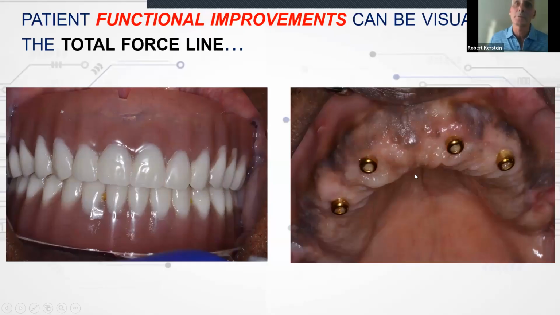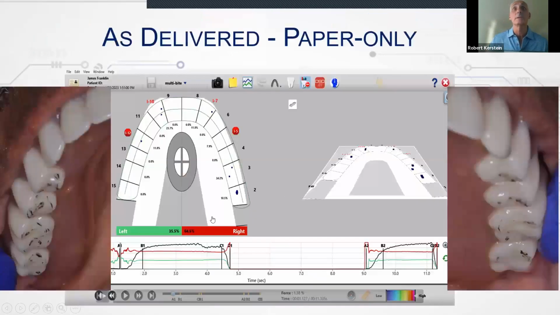Now, one of the things that's really beautiful about the total force line and the graph is you can see functional improvements in the total force line. So here's an example of that. Here's a denture, overdentures being delivered, maxillary mandibular. This is the delivery after paper only adjusting. Now, what's interesting about this image is you see the paper on the left, there's a lot of ink on the left, right? And there's not so much ink on the right.